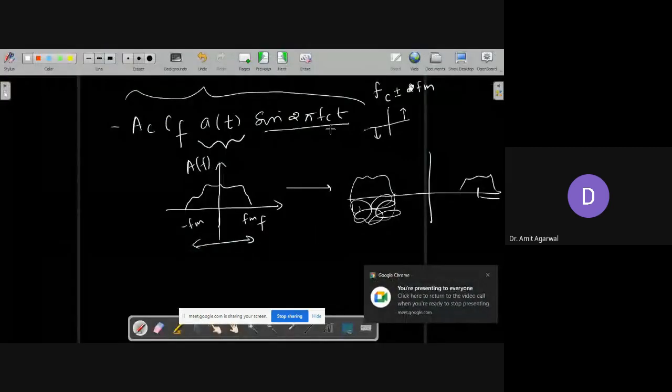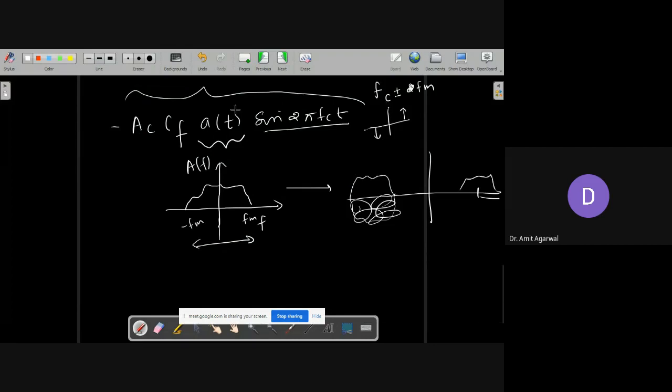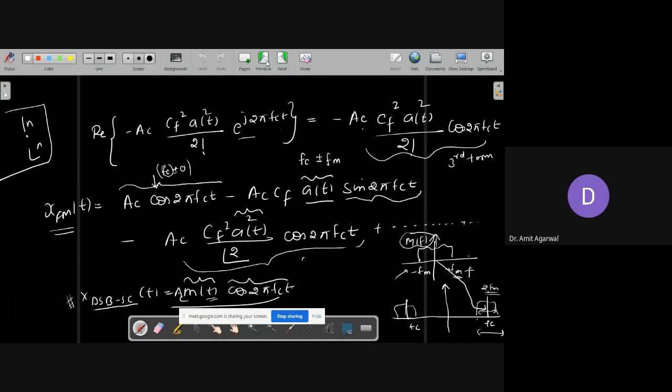Sorry for the inconvenience. So what I'm saying is that this part of the signal will also have frequency available around Fc, and the width will be plus minus Fm. So the total width will be 2Fm, right?